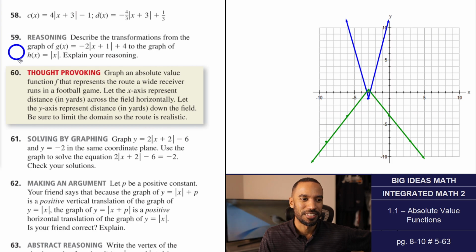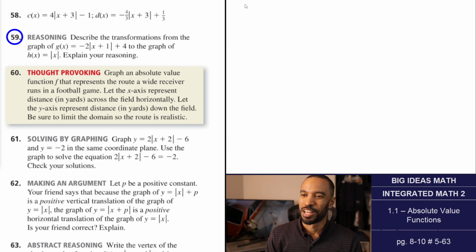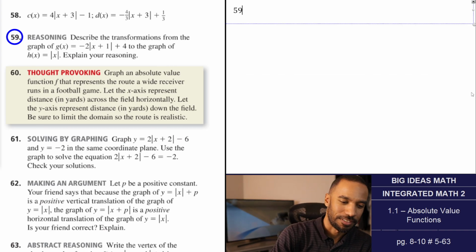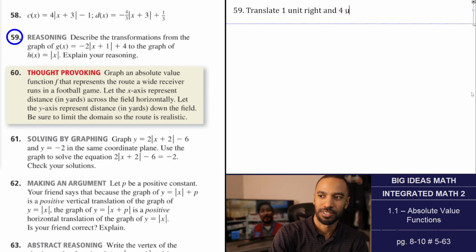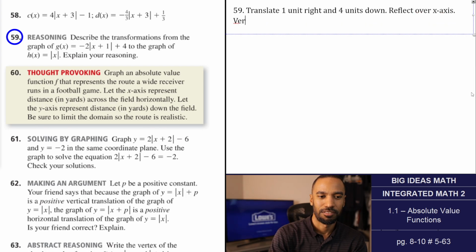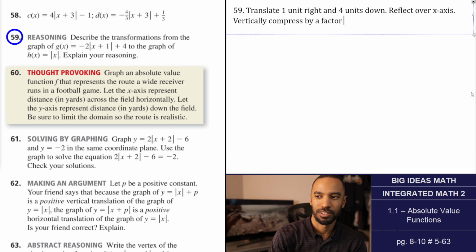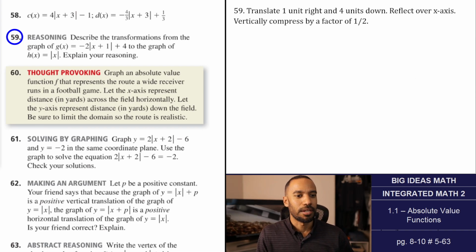Number 60. You know what? I'm sorry, I have to type it. All right, 59. Translate 1 unit right and 4 units down. Then reflect over x-axis, vertically compress by factor 1/2. Okay, here we go. All right, number 60.